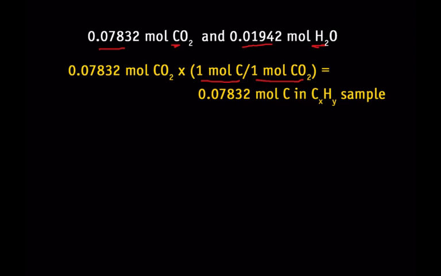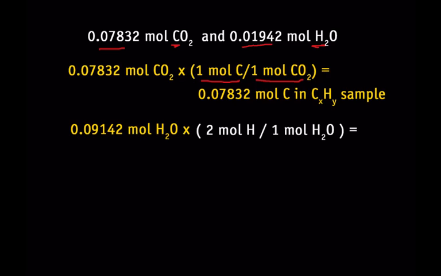What about hydrogen? That goes to the water. 0.09142 moles of water, and that's related to the amount of hydrogen by this factor. We know that for every mole of water that comes out, there must have been 2 moles of hydrogen back in the compound. Every molecule of water that comes out in the combustion reaction means that there were 2 atoms of hydrogen back in the compound. So that means in this case, there must have been 0.1828 moles of hydrogen in the original sample. That's the information we need to solve for the empirical formula.